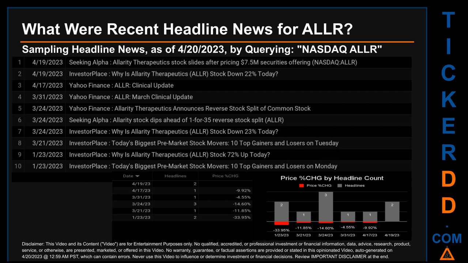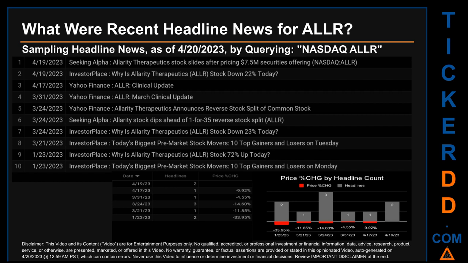Friday, March 24, 2023 had the most headlines. It had 3 discovered headlines when Investor Place published the headline that read, "Why is ALLR Therapeutics (ALLR) stock down 22% today?" Yahoo Finance published the headline that read, "ALLR clinical update." Yahoo Finance published the headline that read, "ALLR Therapeutics announces reverse stock split of common stock." Seeking Alpha published the headline that read, "ALLR stock dips ahead of 1 for 35 reverse stock split (ALLR)." Investor Place published the headline that read, "Why is ALLR Therapeutics (ALLR) stock down 23% today?"